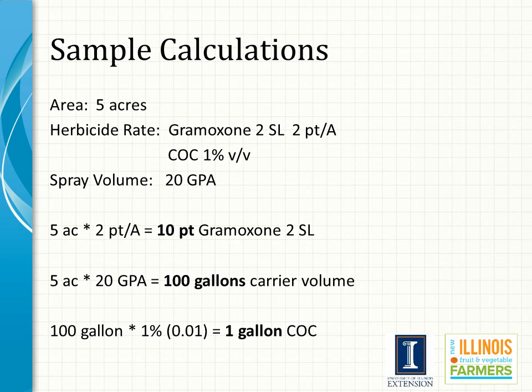For our carrier volume, again take the acreage times your spray volume, which will give you 100 gallons of carrier volume. And then since we have our carrier volume figured, take that times the 1% rate of crop oil concentrate, giving us 1 gallon of crop oil concentrate needed for this application.